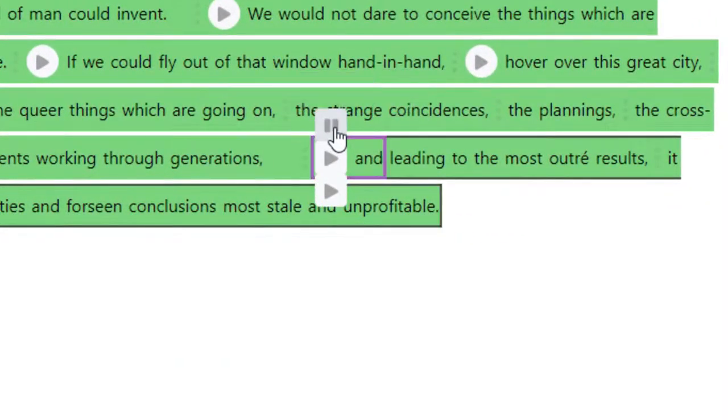Multiple recordings are preserved as stacks, allowing learners to hear differences between successive attempts.